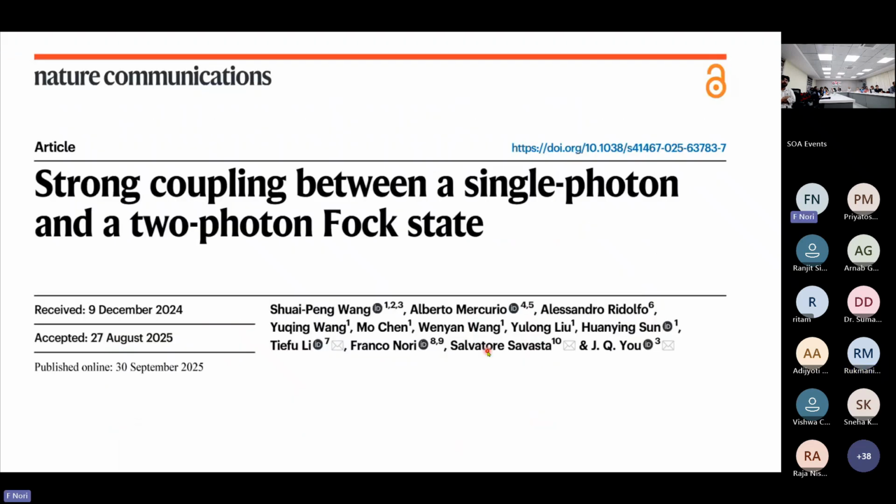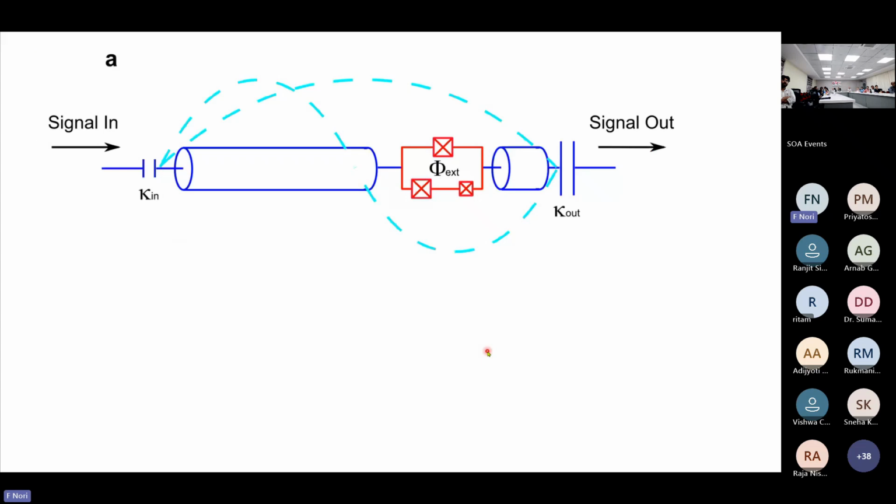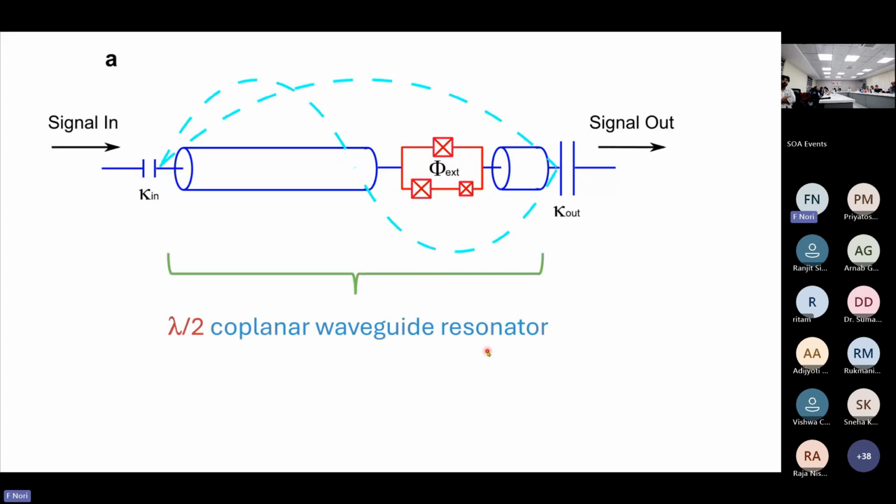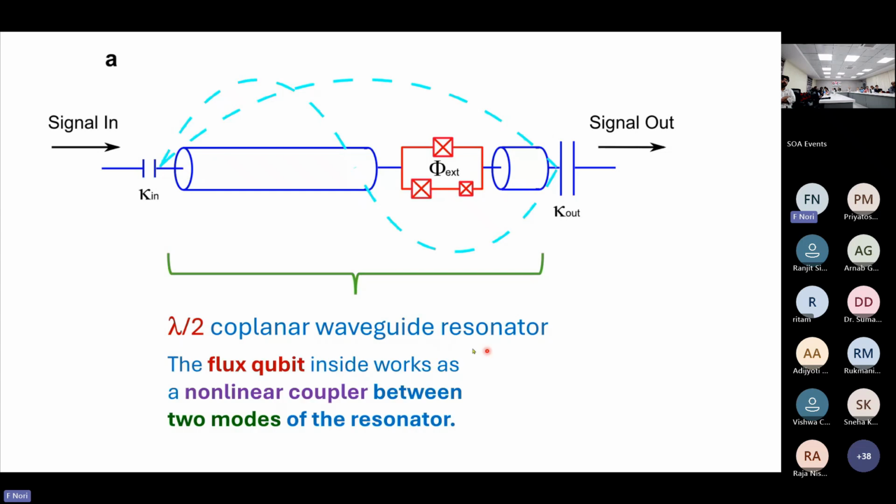So here it is. This is strong coupling with a single photon and two photon states. This is the experiment done by Chen Chenyo and Tie-Fu Lee and others. So here we have a signal. What you see here is a coupling waveguide resonator, and then the flux qubit, the red one inside, works as a nonlinear coupler between two modes of the resonator, lambda over 2 and lambda.